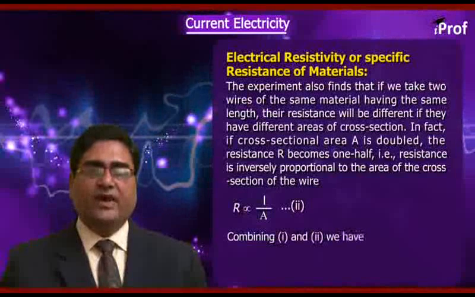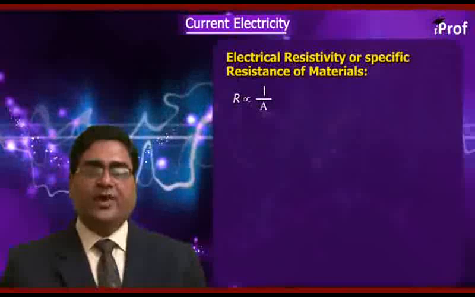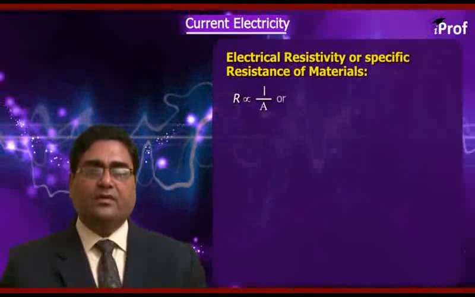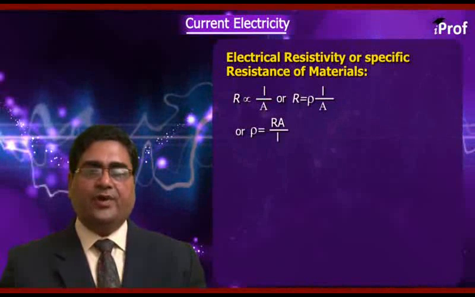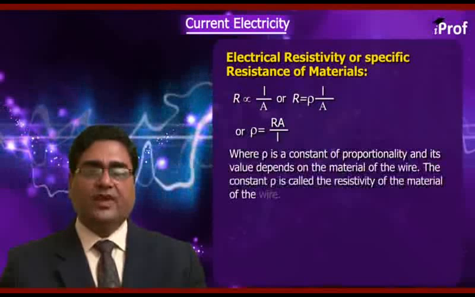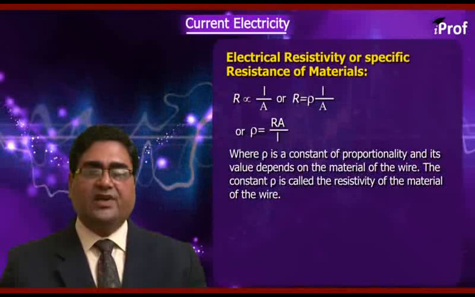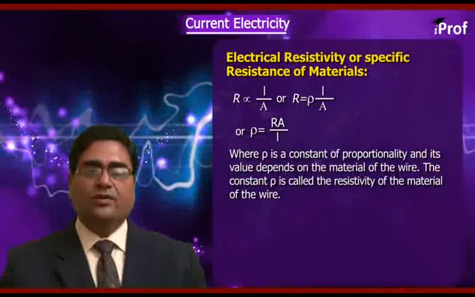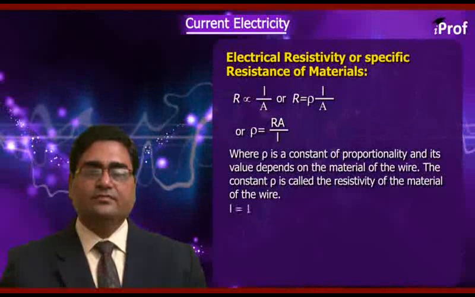Combining 1 and 2, we have R ∝ L/A, or R = ρL/A, or ρ = RA/L, where ρ is a constant of proportionality and its value depends on the material of the wire. The constant ρ is called the resistivity of the material of the wire.